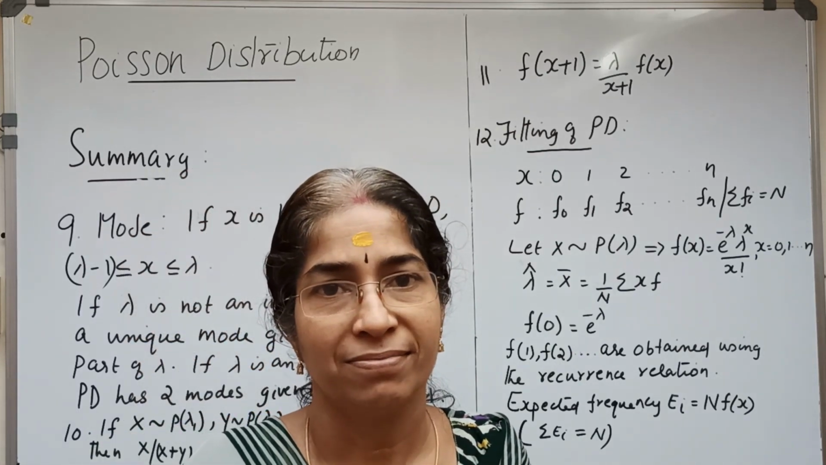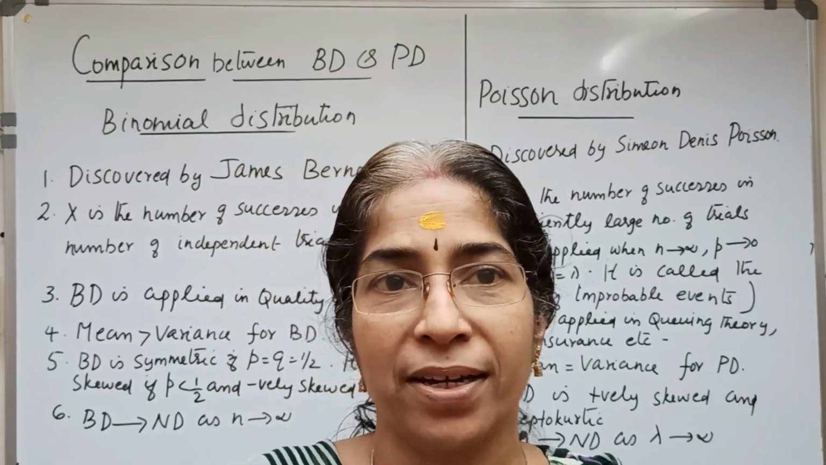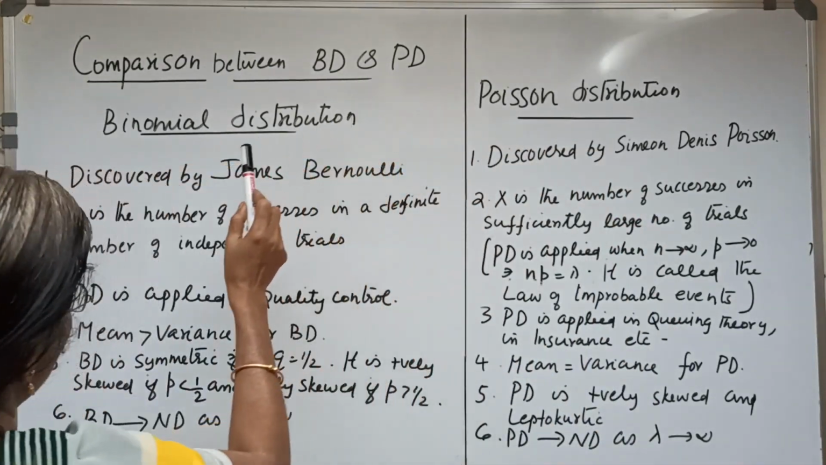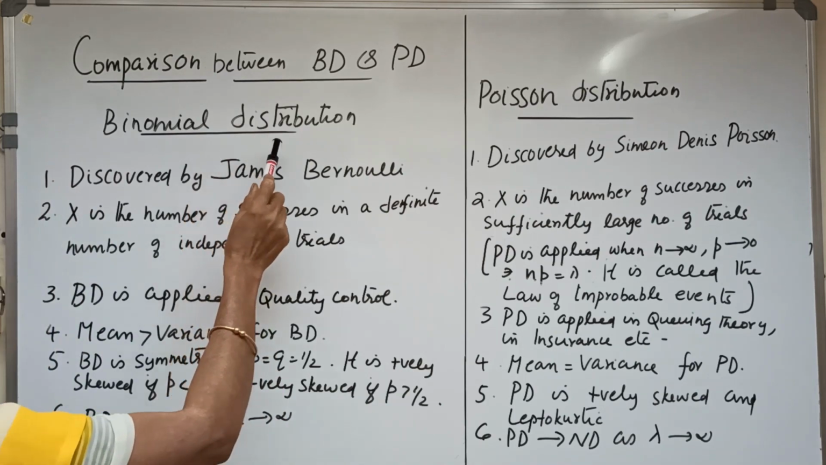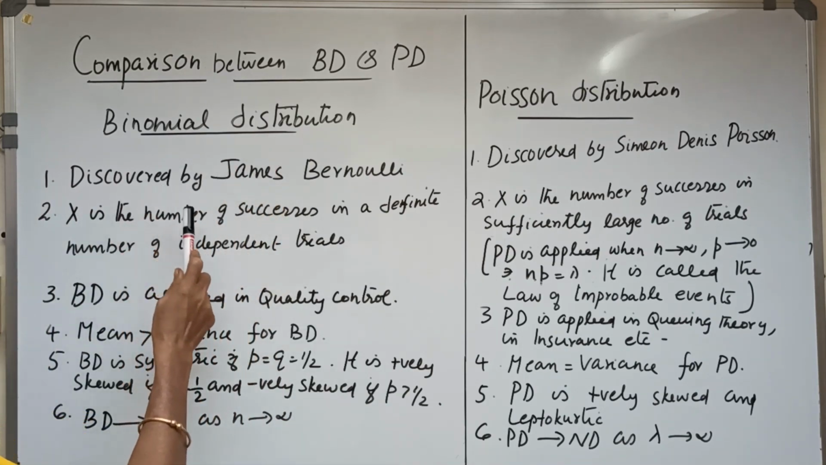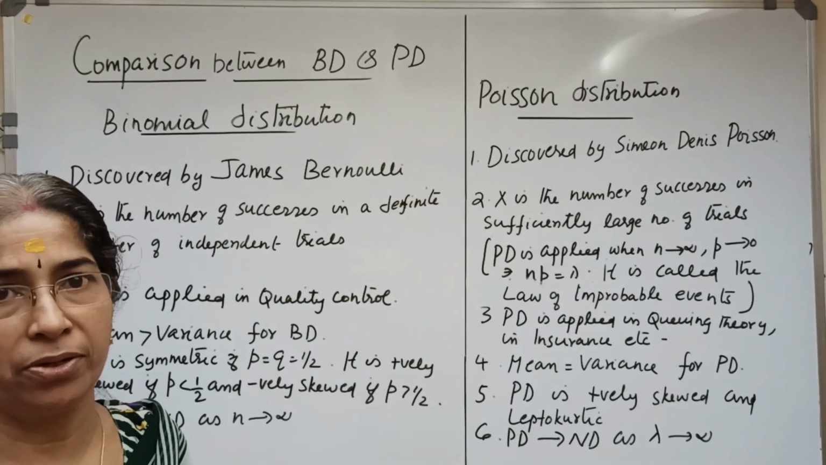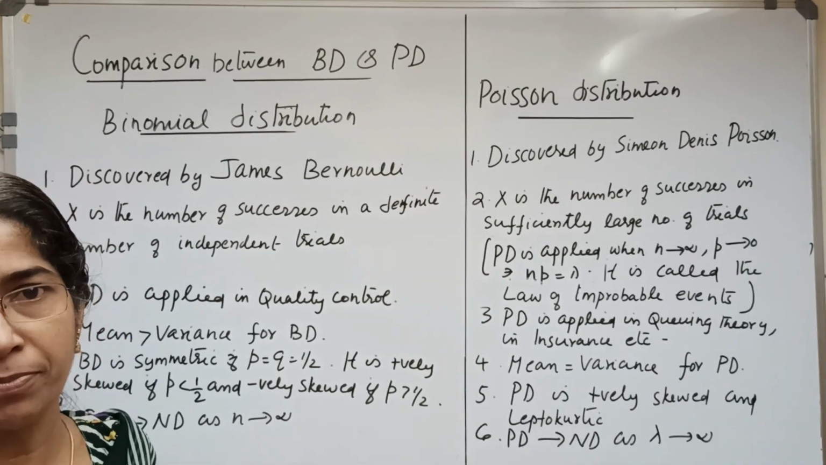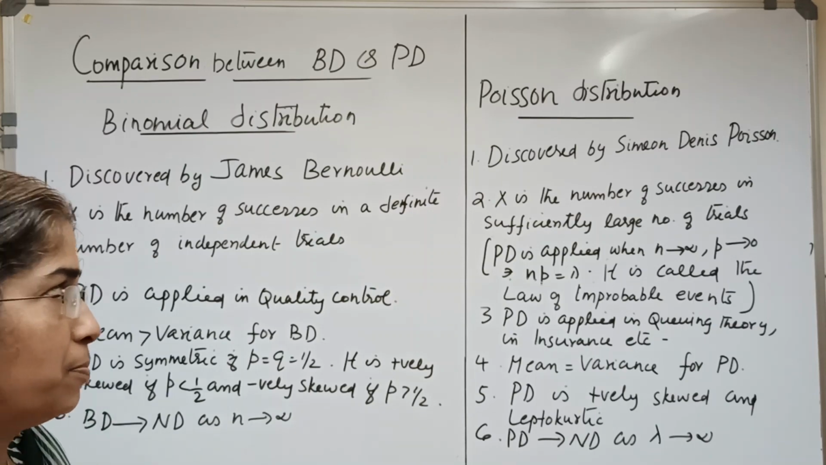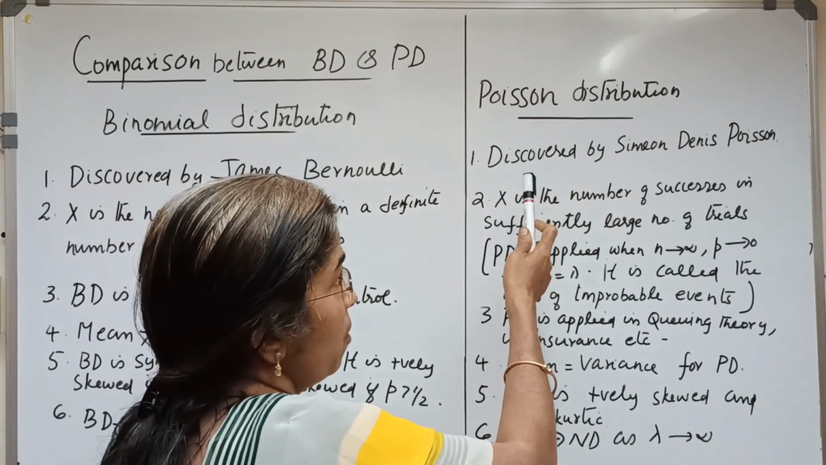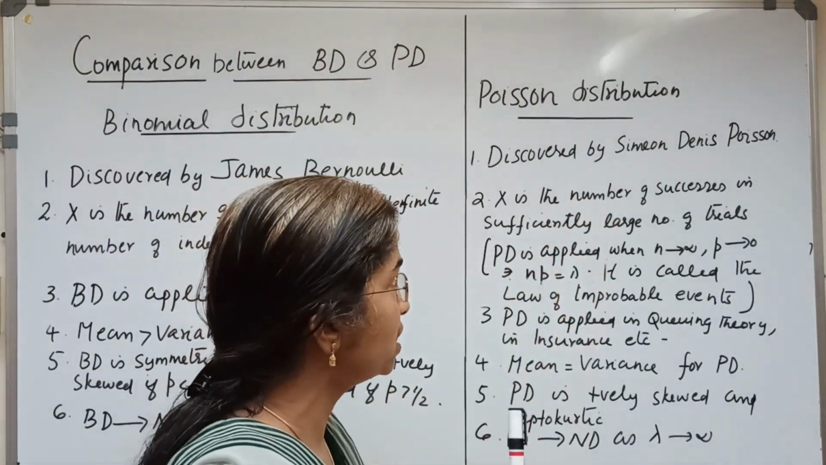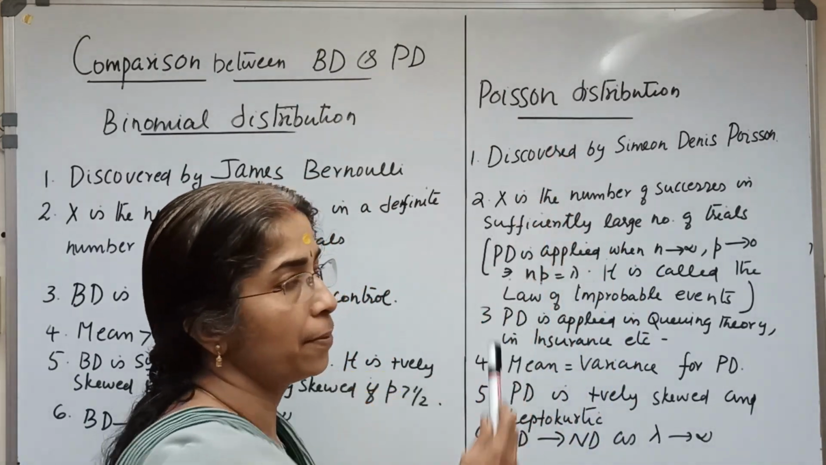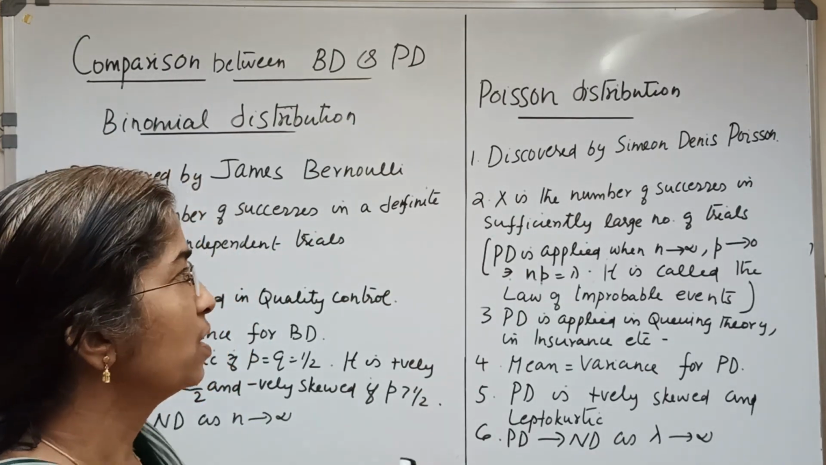Now let us compare binomial distribution and Poisson distribution. The binomial distribution was discovered by James Bernoulli. Hence, we call point binomial distribution as Bernoulli distribution. Whereas, Poisson distribution was discovered by Simeon Denis Poisson. Hence the name Poisson distribution.